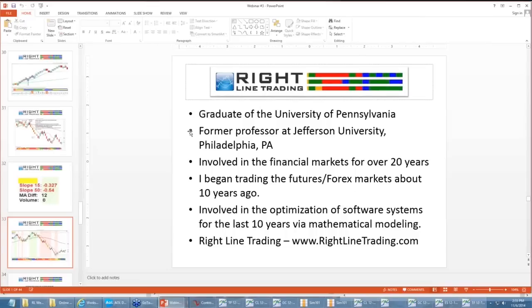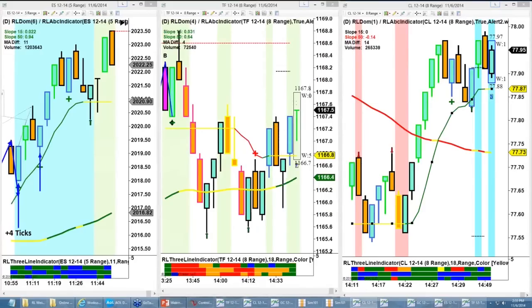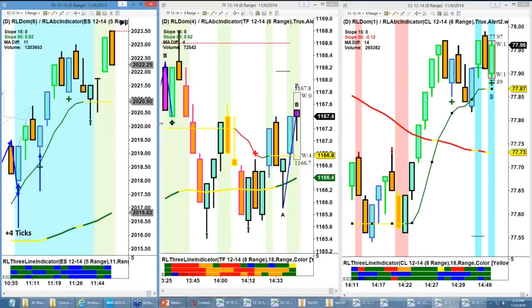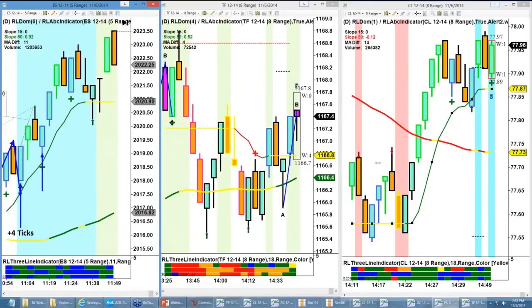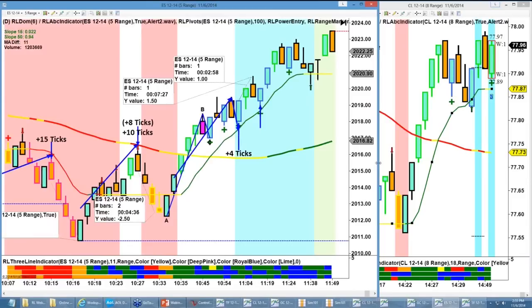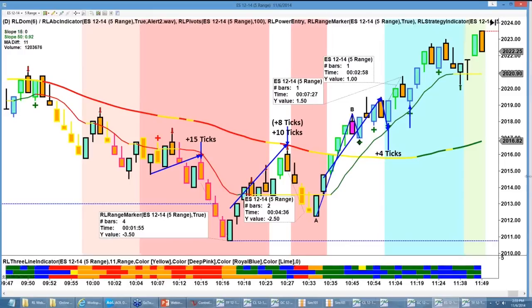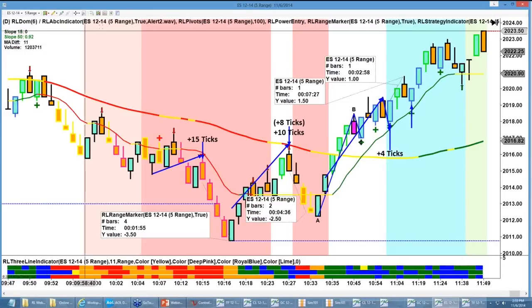Okay. Now we're going to come back to the slides in a minute, but why don't we take a look at the ES today, and let's take a look at how we traded it. Now, I want to show you all the parameters on it. Now, we have an MA diff. Now, the ES is traded on a 5 range, and we want the MA diff.